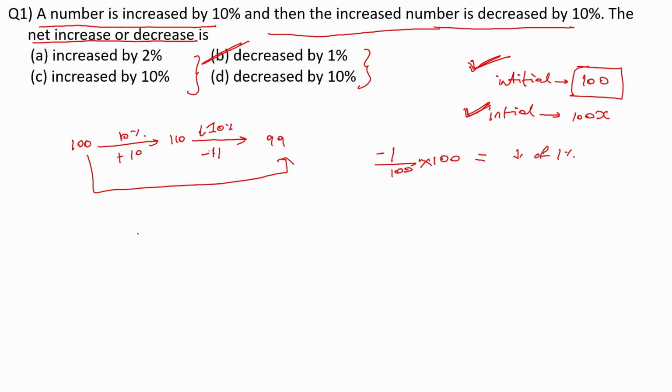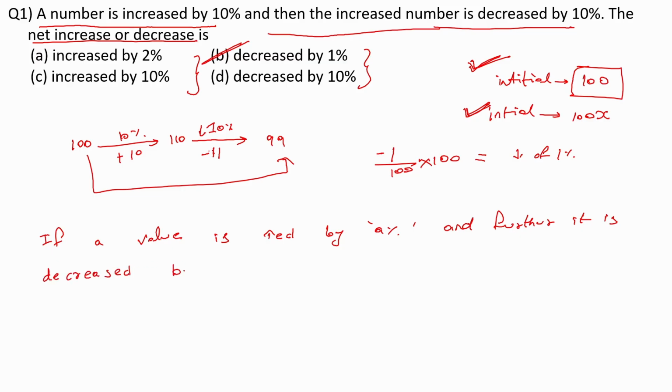Here we have a formula for this. Note it down, guys. If a value is increased by a% and further it is decreased by a%, then the net percentage change is decreased by a square by 100%.